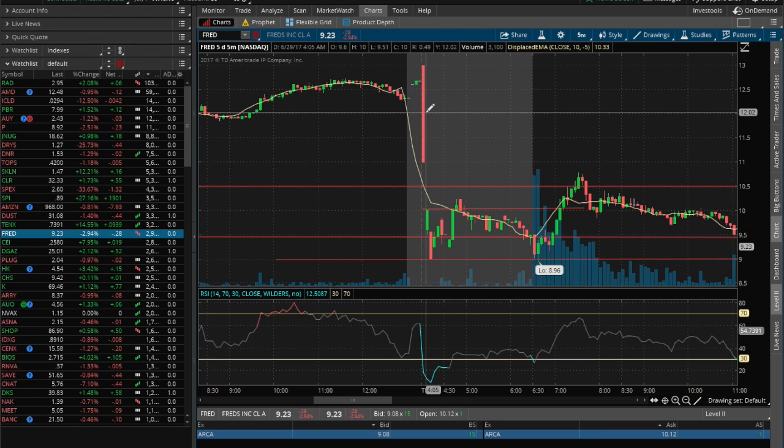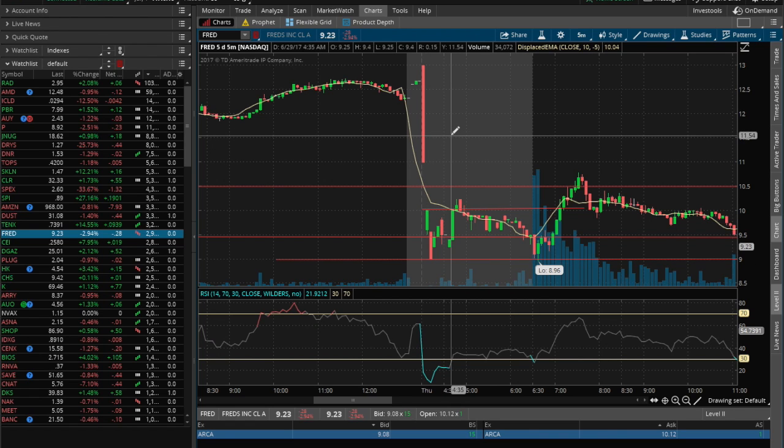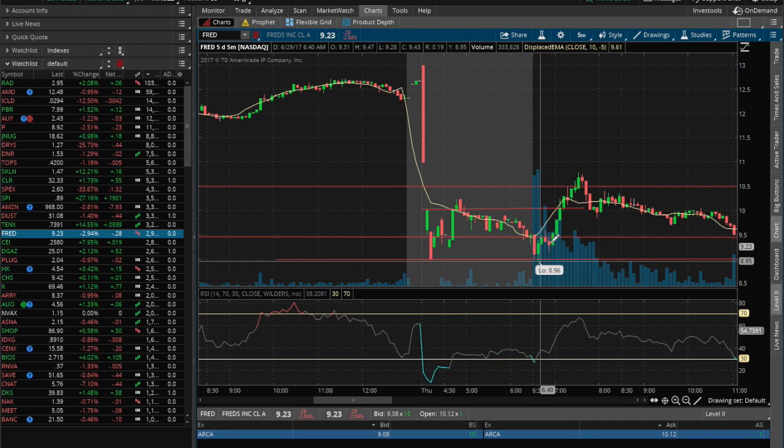These are called gappers. These are some things that I personally like to trade, because once you buy at the bounce, if it starts trending upward and it starts seeing a good amount of volume, it usually does very well.